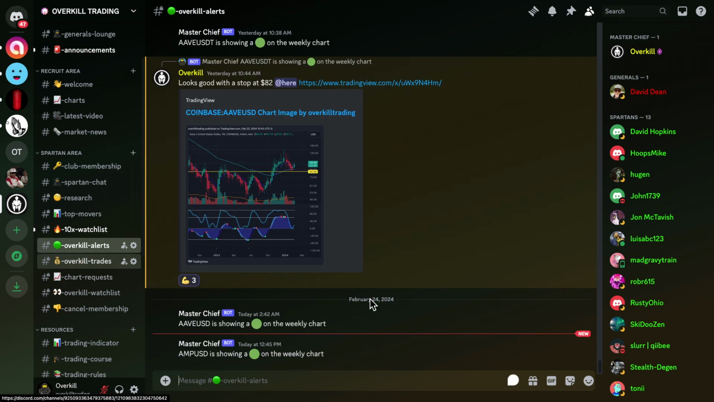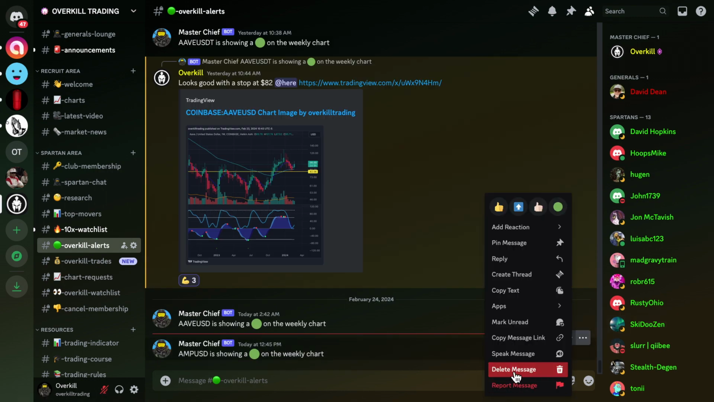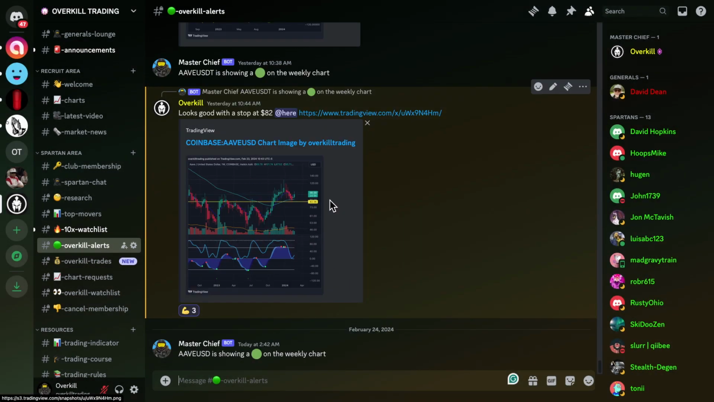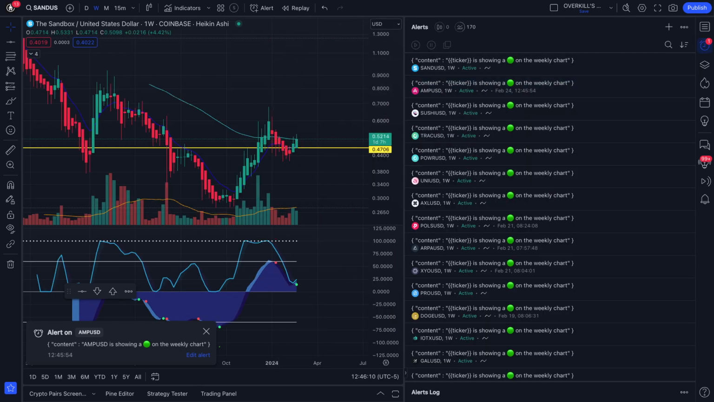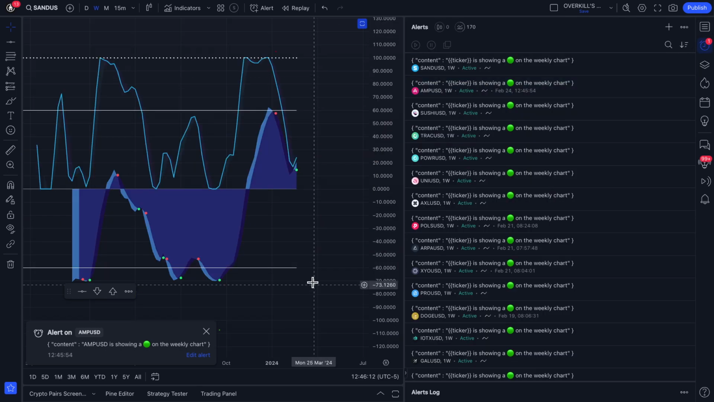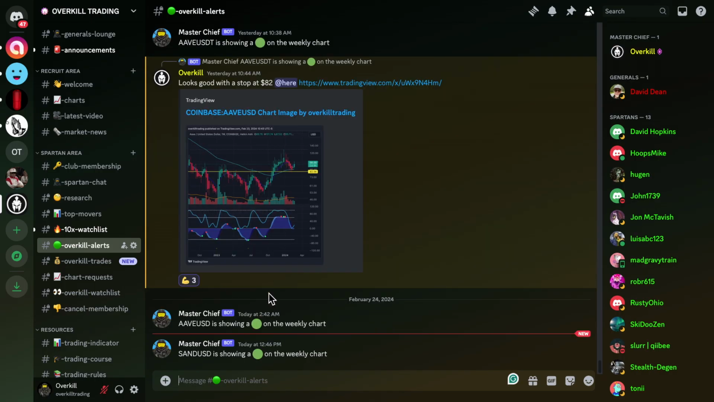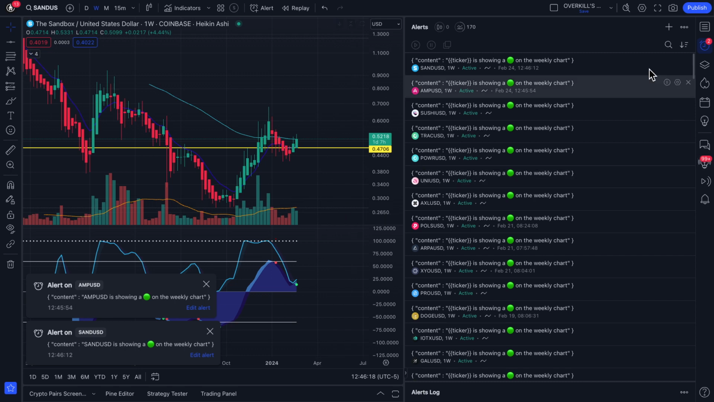Sandbox. Let's take AMP out because I just saved that one. Bang. Okay, so that'll get called out here in a second, once that goes live, because again, that's showing up on the chart this week. So this one looks good. Boom, there it is. So you can see back. Boom, instant access over there to those weekly alerts.